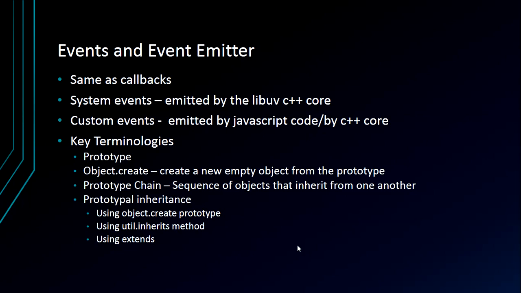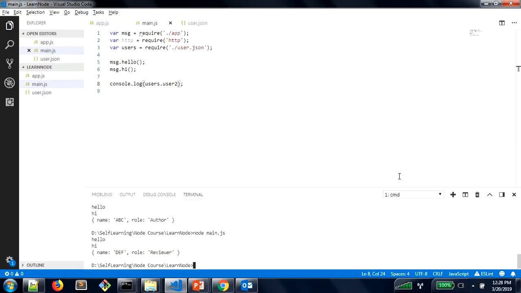Next, the most important concept is events and the event emitter. So what are events and event emitter? Events and event emitter form the backbone of your Node.js. There are many modules which use the events and event emitter concept. To understand it, we'll have to understand some basic keywords like Object.create and prototypal inheritance, or prototype chain. So let's look at what they are now.